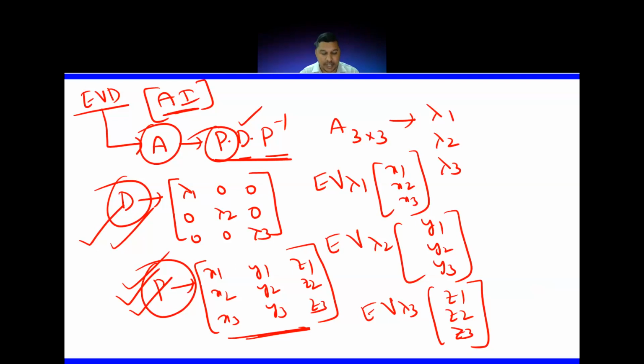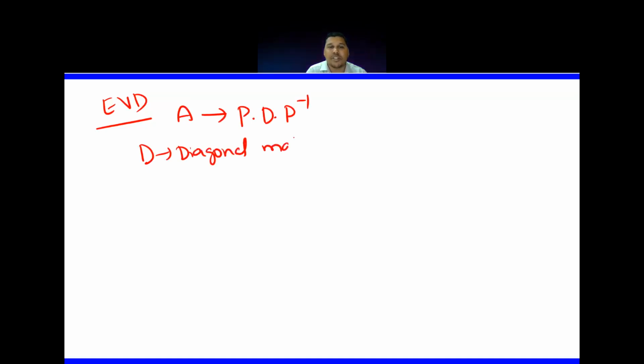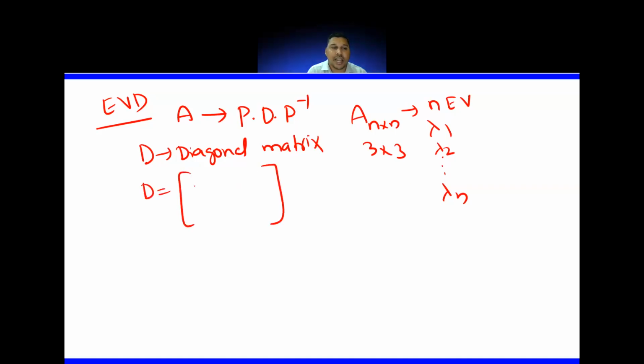I'll just quickly summarize the important point here. Eigenvalue decomposition is representing a matrix as a product of 3 different matrices, P into D into P inverse, where D is a diagonal matrix. How do you form this diagonal matrix? Matrix A, which is of size n cross n, will definitely have n eigenvalues. Let it be lambda 1, lambda 2, and so on, lambda n. For a 3 by 3 matrix, we have 3 eigenvalues. So your D matrix looks something like this: lambda 1, 0, 0, 0, lambda 2, 0, 0, 0, lambda 3.